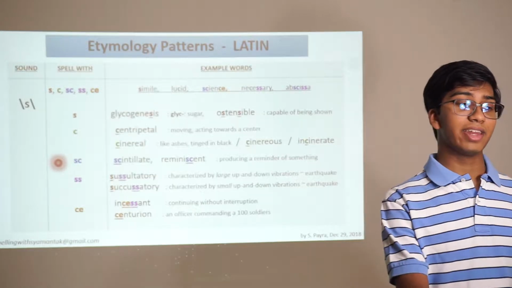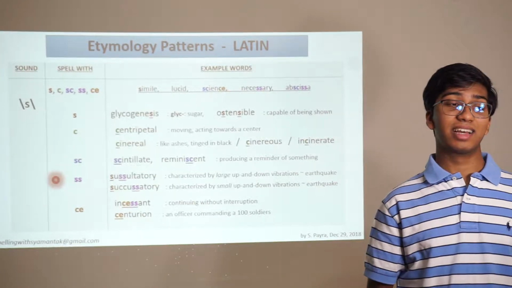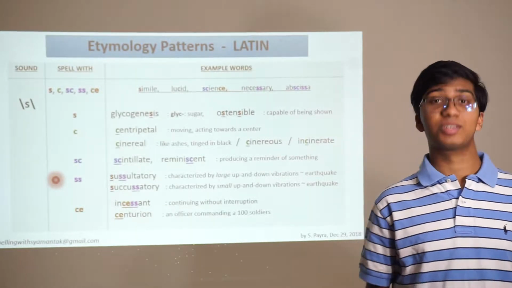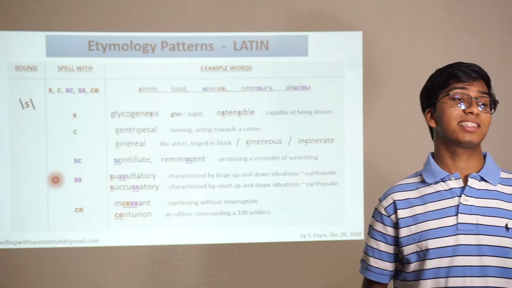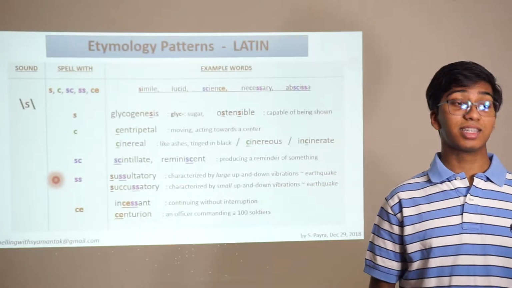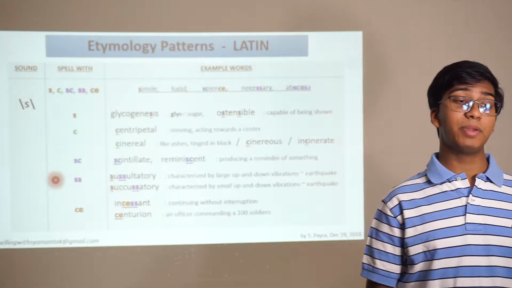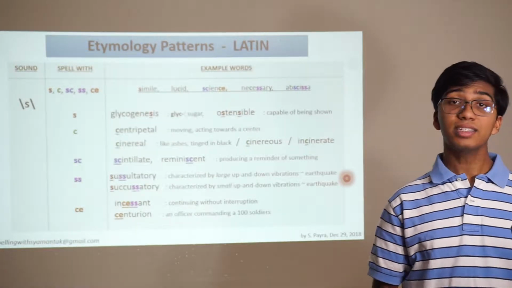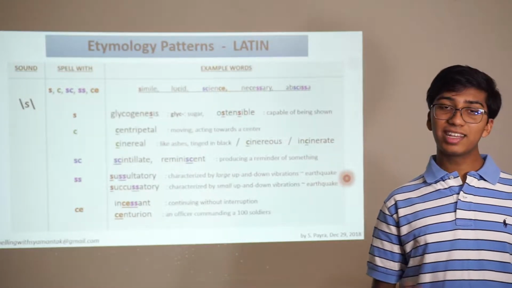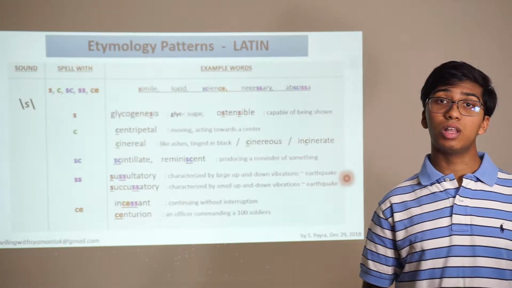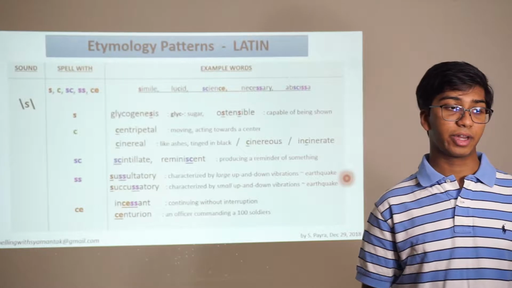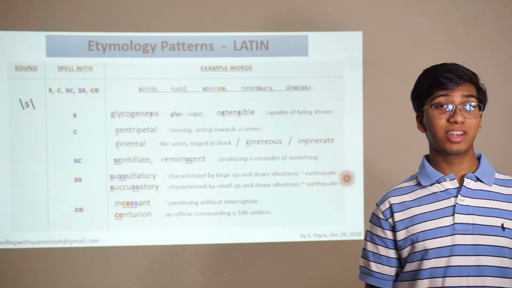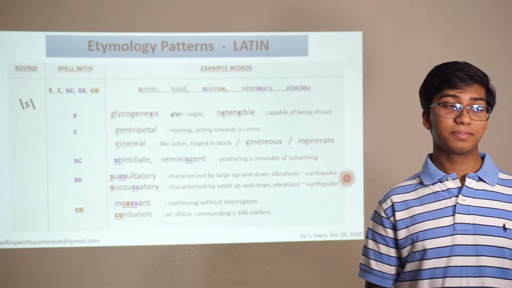And then you can also have an SS, like the middle in susaltatory. It's a bit of a confusing word because you spell the S sound in two different ways, just in one word. The beginning S has only one S, and the middle S sound has two S's. Susaltatory means characterized by large up and down vibrations, used to describe an earthquake. The next word, succussory, has a similar definition, but it's slightly different. It means characterized by small up and down vibrations, also used to describe an earthquake. Succussory has one S at the beginning, two C's for the K sound, and then two S's.